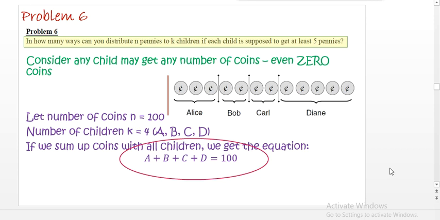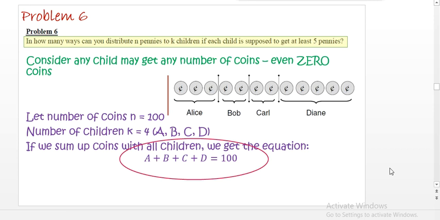So how many possible solutions are there? Like in how many ways can the value of A be changed, the value of B, the value of C, the value of D? These values are the number of coins with each of these children. हर एक बच्चे के पास कितने coins हैं? A, B, C, D is telling us this thing, and this number should be equal to 100.